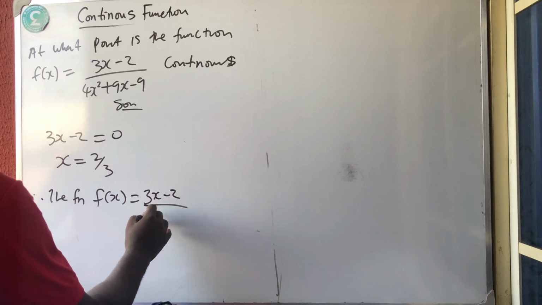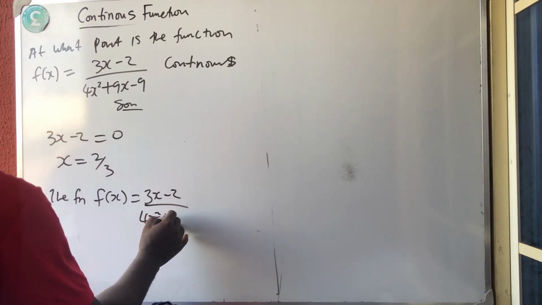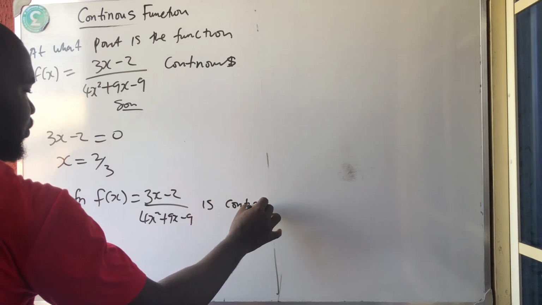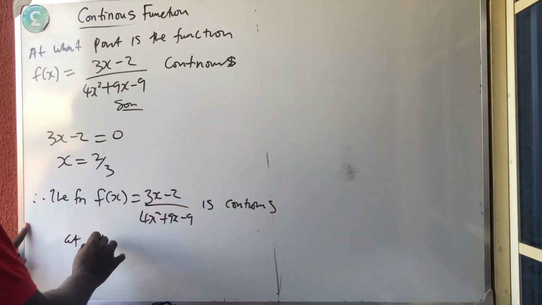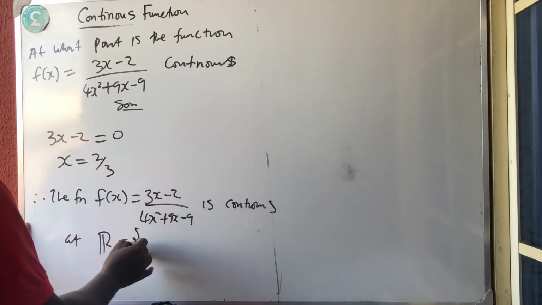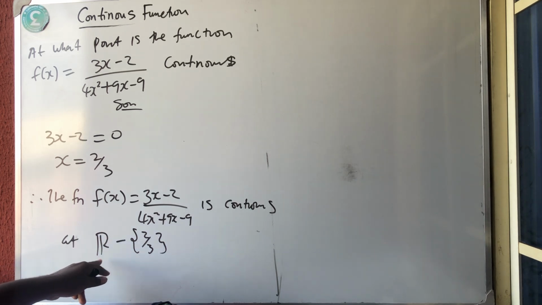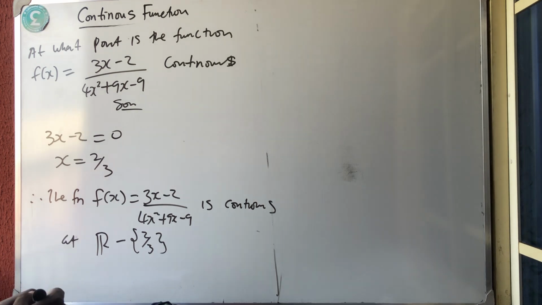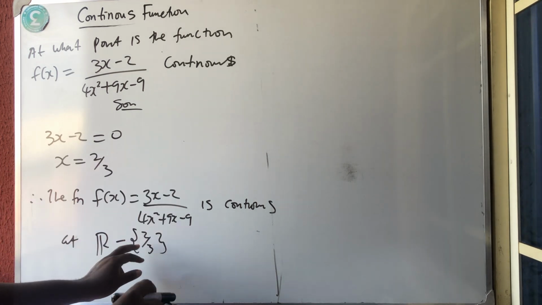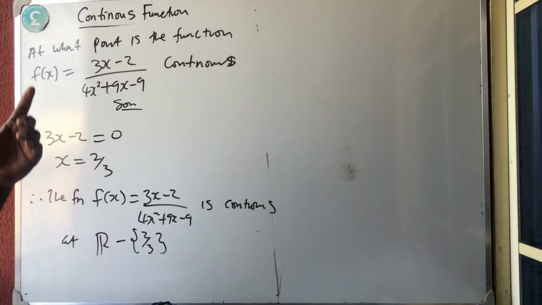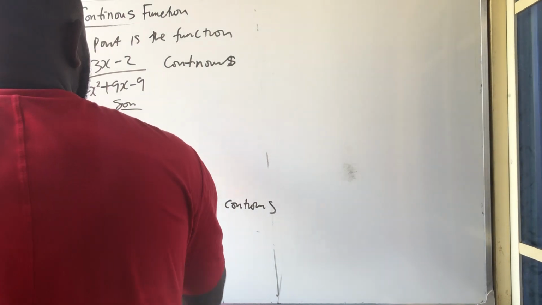So therefore, you tell them the function f of x, which is equal to (3x − 2)/(4x² + 9x − 9), is continuous at all real numbers except this set. It's continuous everywhere in R except when you remove this one, because this is the only point where this thing is not continuous. The same thing with defined. At what point can this thing be defined? If you want to check where it is defined, let's check where it is undefined.